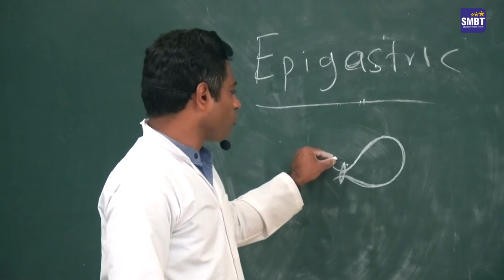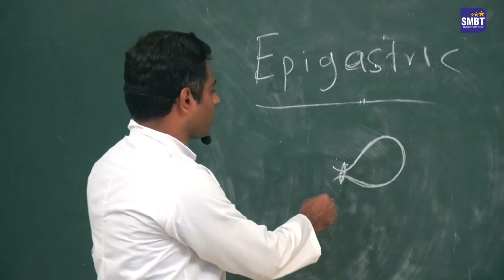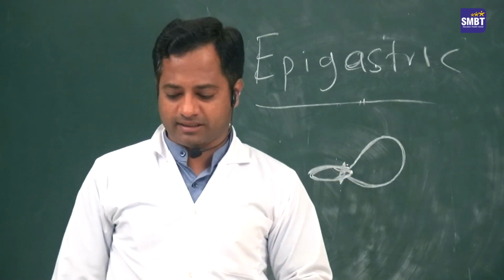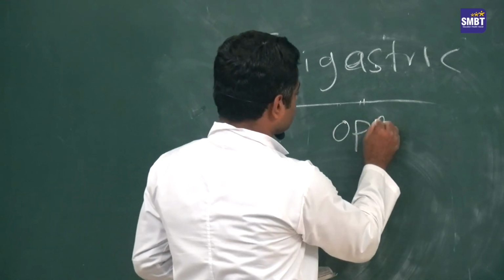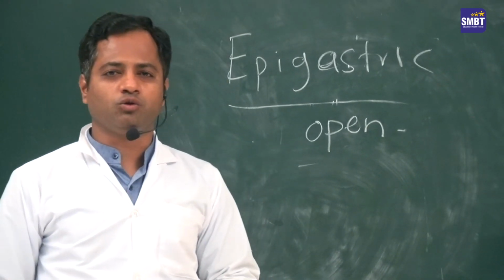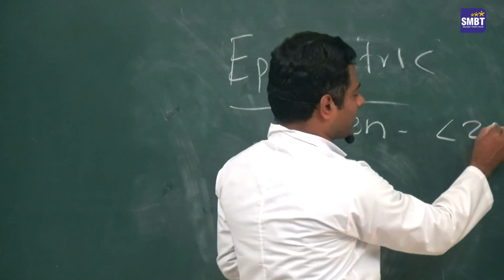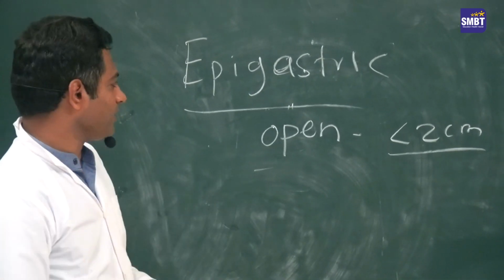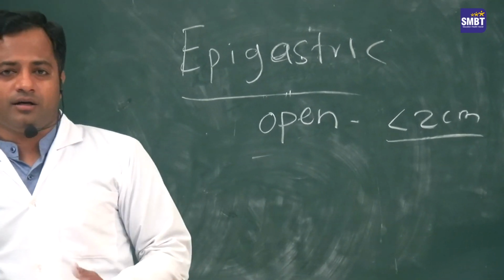Okay, so the most common investigation to diagnose this epigastric hernia is ultrasonography of the abdomen. Ultrasonography will show the defect size and the contents of the epigastric hernia. Okay, the treatment for epigastric hernia is again open. Generally epigastric hernias have a small defect, so there is no need to put a mesh. If the defect is less than 2 centimeter, then directly repair the defect with a non-absorbable suture. If it is more than 2 centimeter, then you can put a mesh.